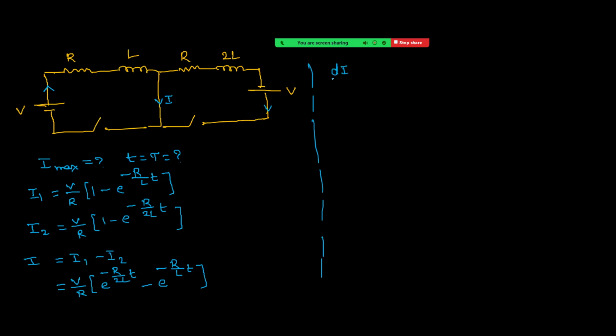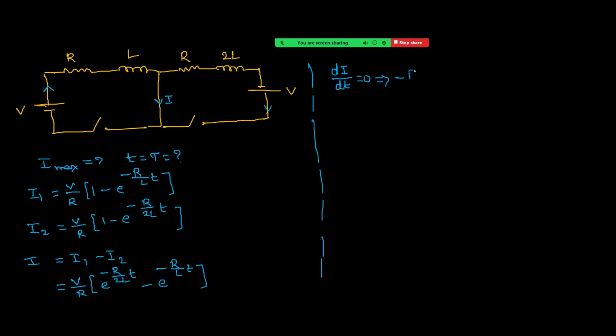Differentiate this and make it equal to 0. di by dt equal to 0. That implies... anyhow, V by R is not 0, it is a non-zero value. So remaining, I am focusing here. Then see what we get.